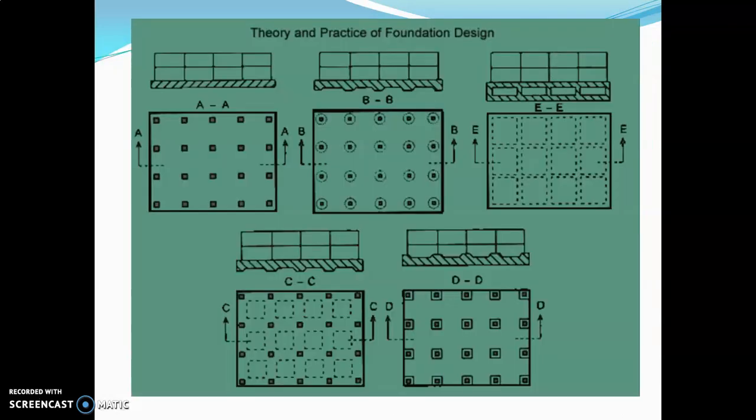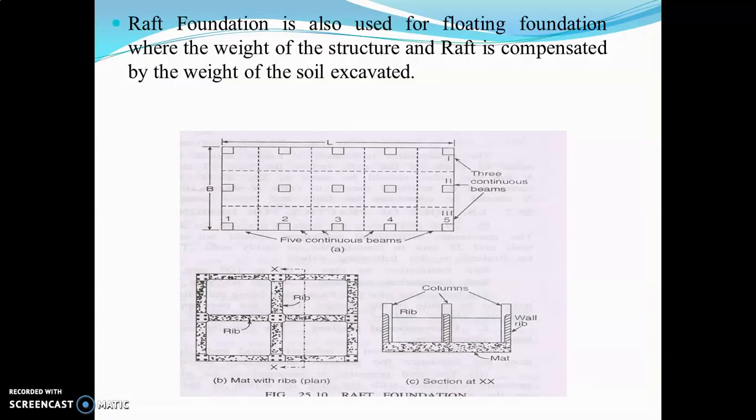You can see here, these are the foundation designs of raft foundation. Raft foundation is also used for a floating foundation, where the weight of the structure and raft is compensated by the weight of the soil excavated.